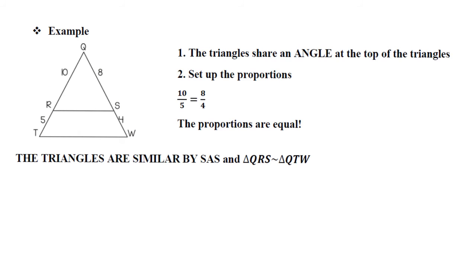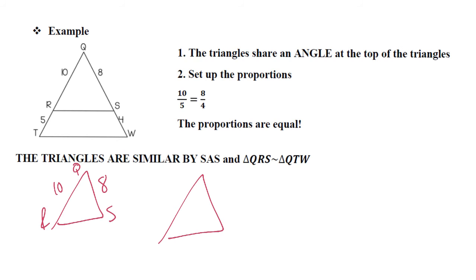What we can see in this problem is that there's two triangles and they're stacked on top of each other. So you've got QRS with sides of 10 and 8, and you've got QTW with sides of 15 and 12, and they share that angle at the top. So then we can compare the sides. I don't like that it used the pieces. You're really not supposed to do that.